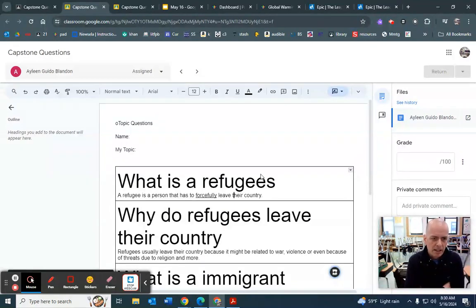For example, you look at this one. What is a refugee? A refugee is a person that has to forcefully leave their country. I'm left wanting more. Forcefully leave their country, what do you mean? Or why do refugees leave their country? Refugees usually leave their country because it might be related to war, violence, or even because of threats due to religion and more. Okay, it's a little more specific, but could you give me examples?